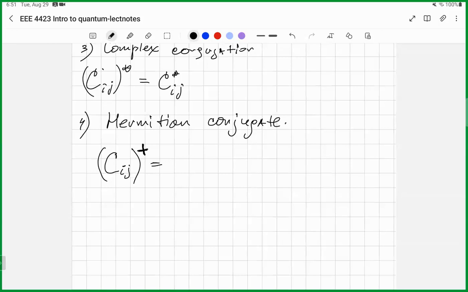What basically I do is I complex conjugate all the components in the matrix, and I transpose the matrix. So it's a complex conjugation and transposition. This is the definition of Hermitian conjugation. Let's frame this in red.